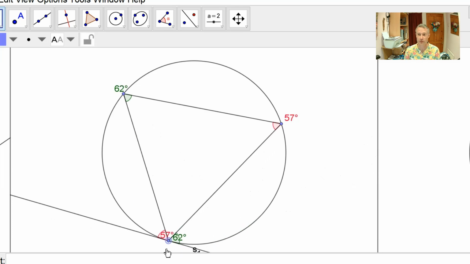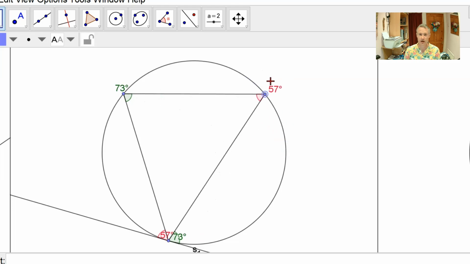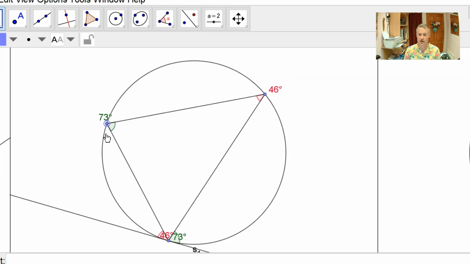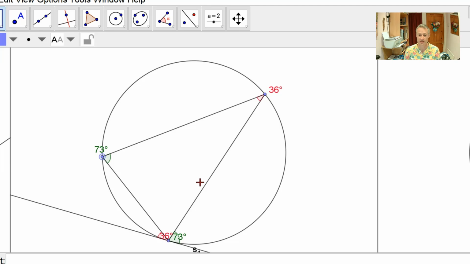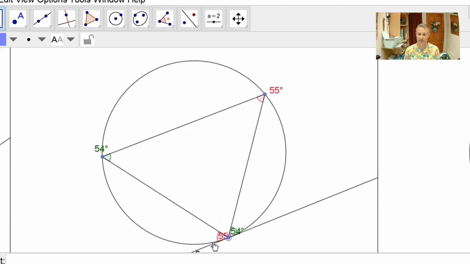Meanwhile, if we have a look at the red angles, they're both 57. I can move this one. Oh, they're both changing, but they're both 36. I can move this point, swing it around a bit. Now they've changed, but they're both still the same. So what does the alternate segment theorem say?